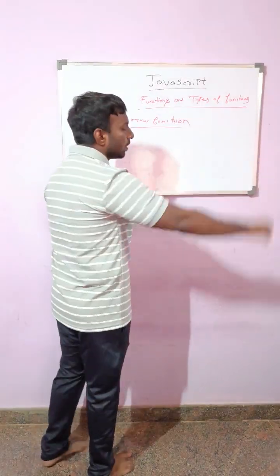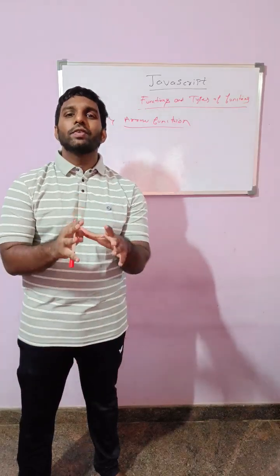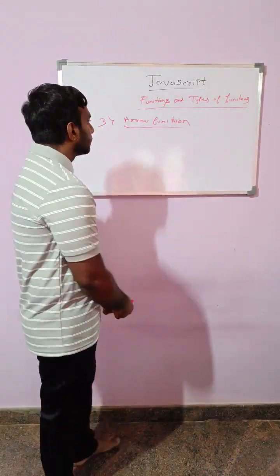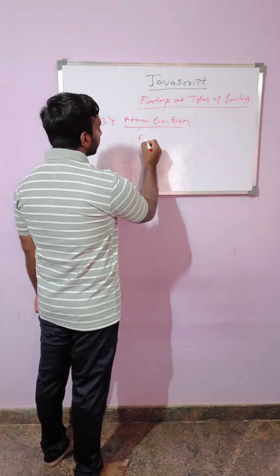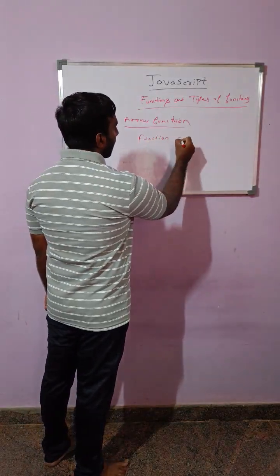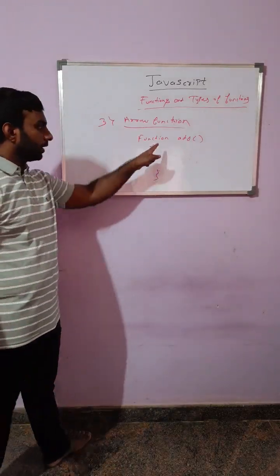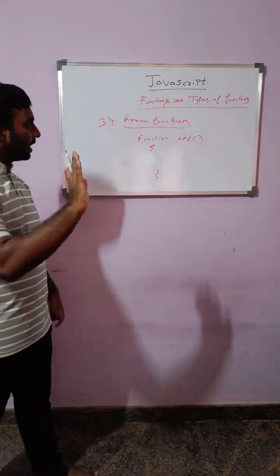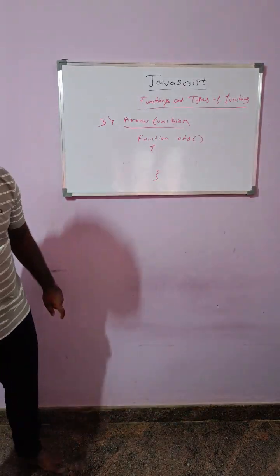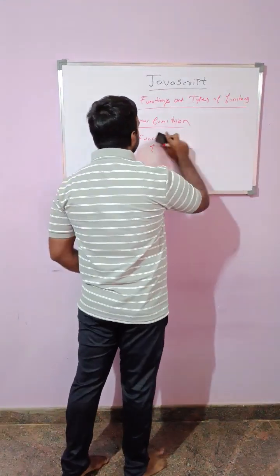Arrow function. What is an arrow function? An arrow function in JavaScript is nothing but the shortest way to write a function. For example, I will give you the regular function, how you will write a function, you can give some name and you are performing the same task, right? The same example I'm going to take, I'm going to write it as an arrow function.